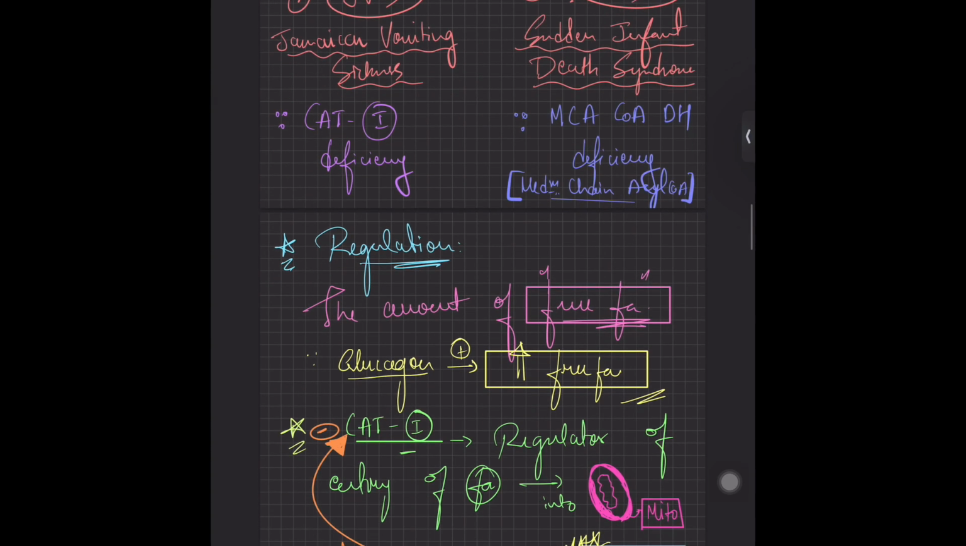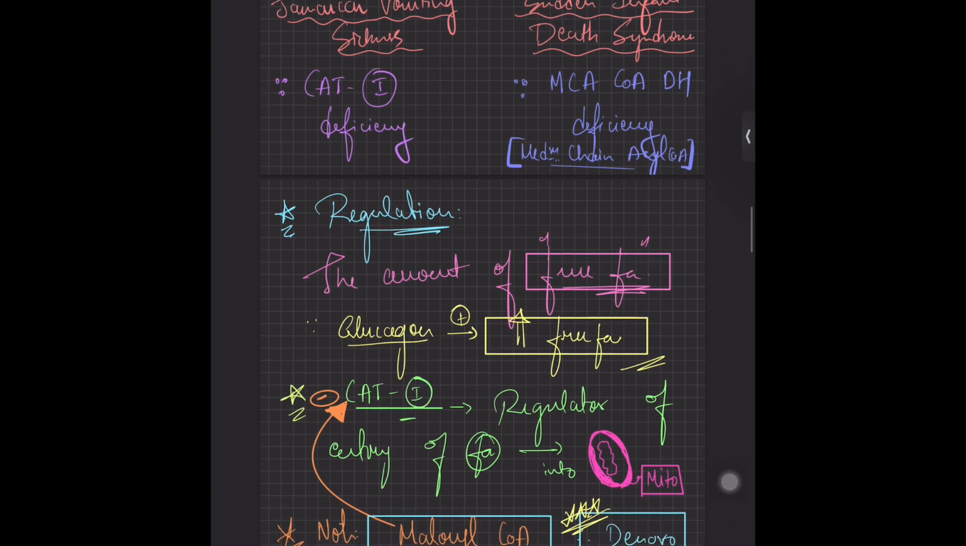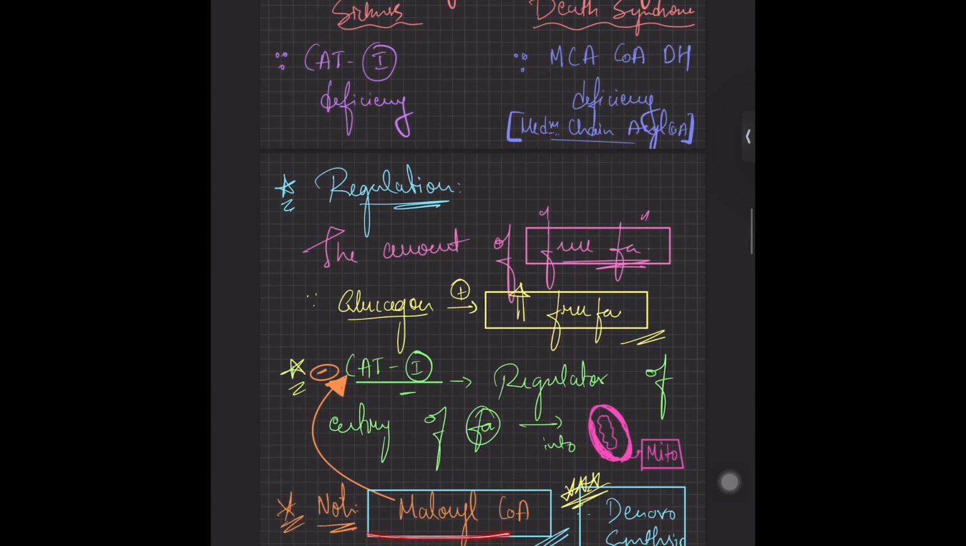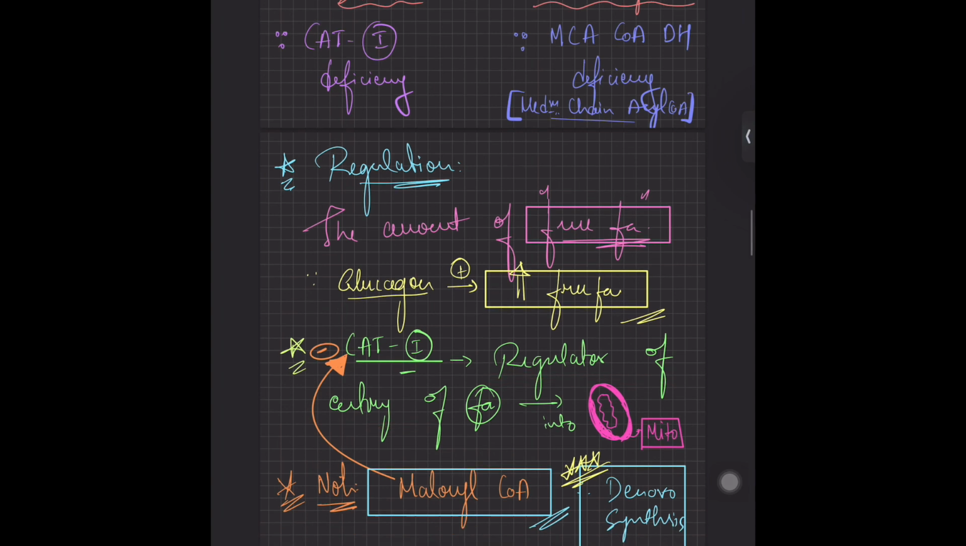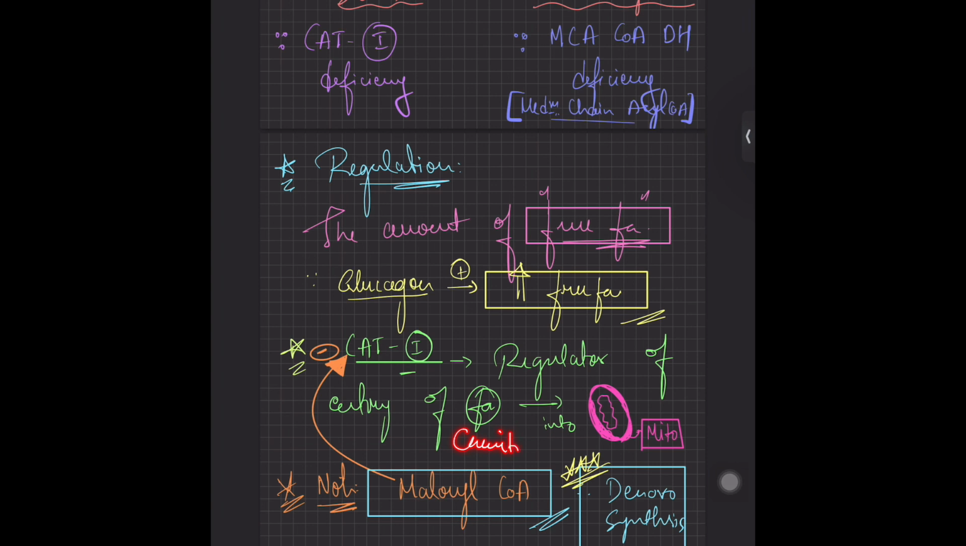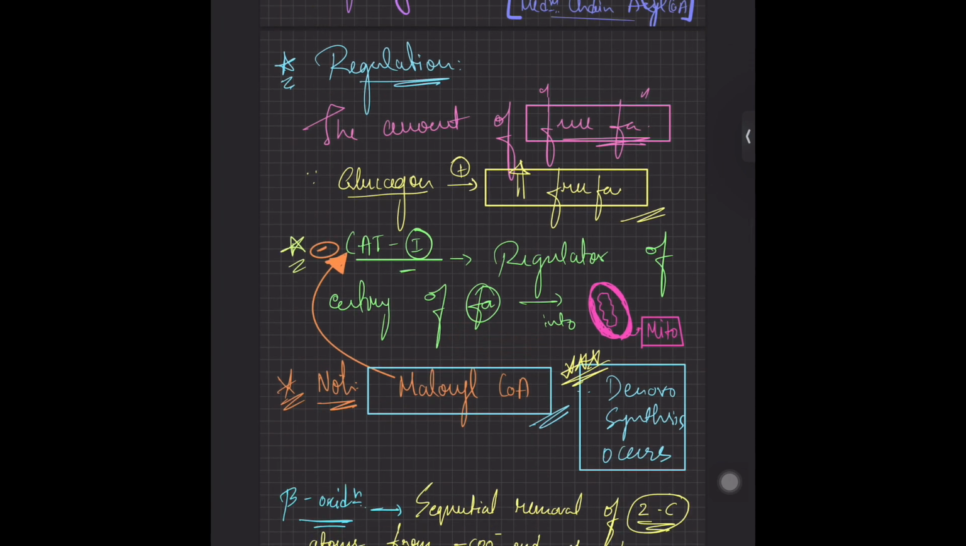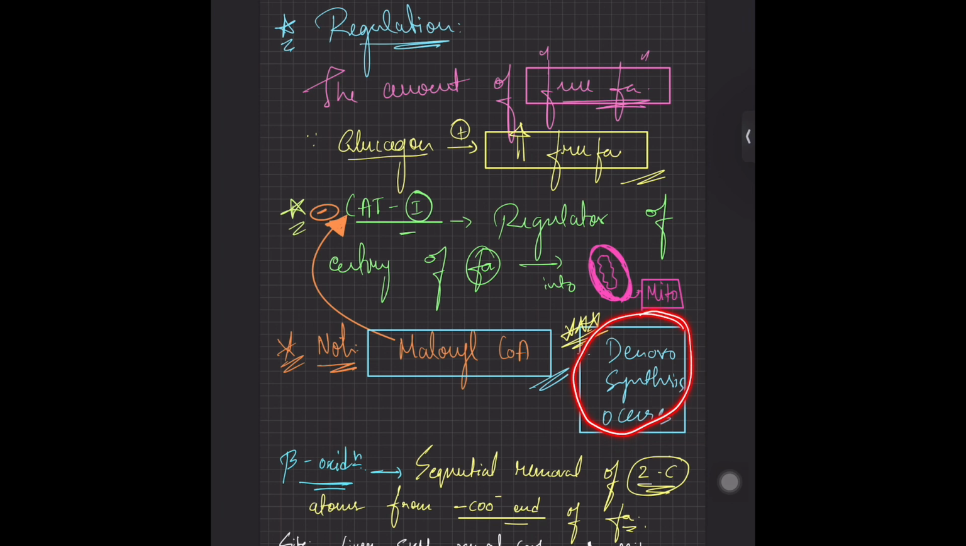So regarding the regulation, the amount of free fatty acids is the one which regulates this process. And glucagon, remember, glucagon increases free fatty acids, and malonyl CoA being an inhibitor of CAT1, which regulates the entry of fatty acids into the mitochondria in the carnitine shuttle process. Carnitine shuttle, this regulates beta oxidation. And malonyl CoA, which is produced in de novo synthesis. So this tells you that when de novo synthesis is occurring, there is no beta oxidation occurring simultaneously.